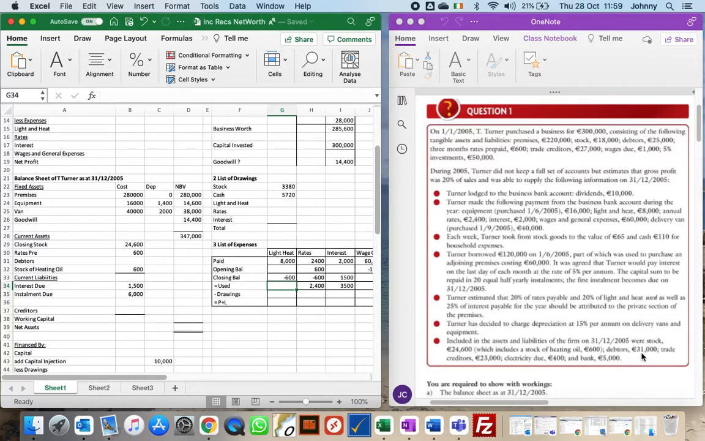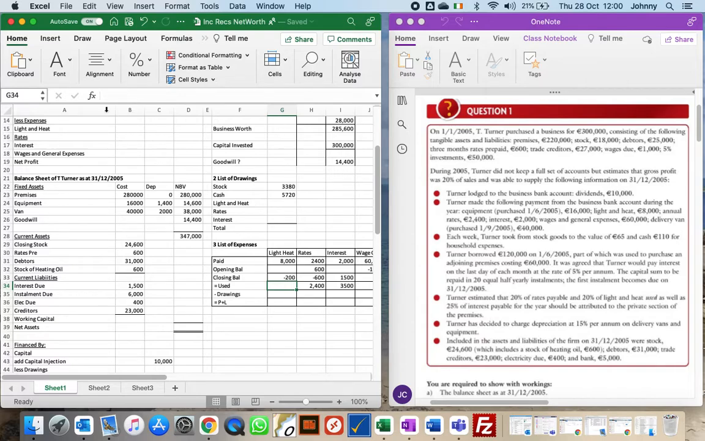Next one. Debtors is 31 grand, so I'll put that in there. Creditors is 23 grand. Electricity due is 400. That's an expense. Oh, sorry, it's a liability, 400. And when I'm doing my light and heat, I've already taken away from light and heat 600 for the stock of heating oil, but I'm also going to add in the 400 that I should have paid for electricity due. So those two numbers are put in there together.